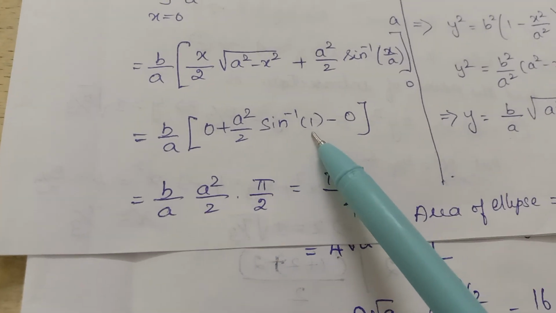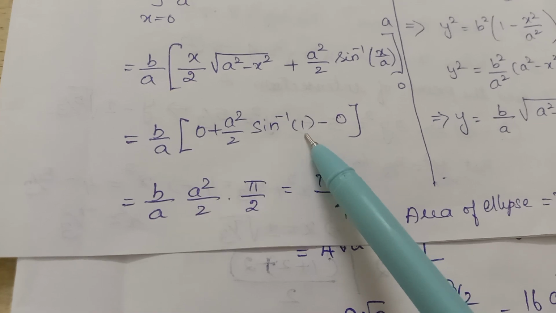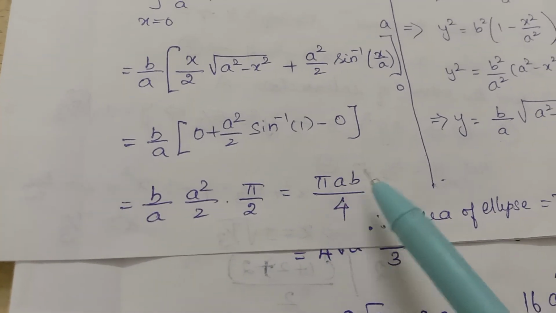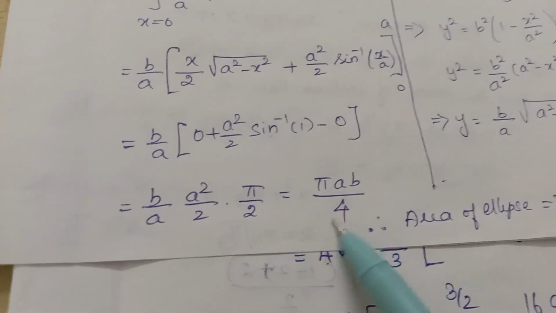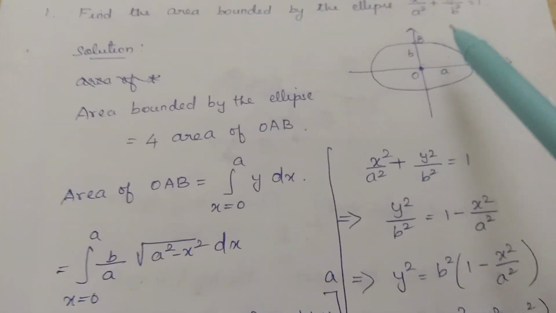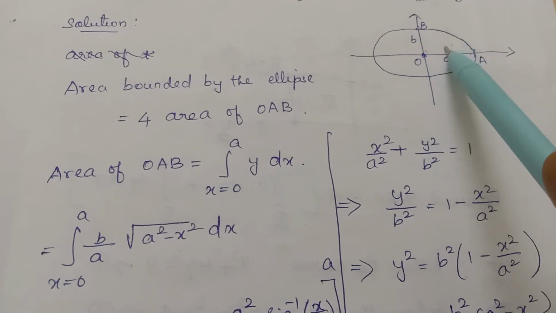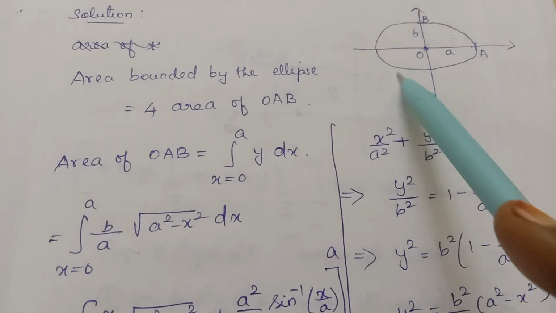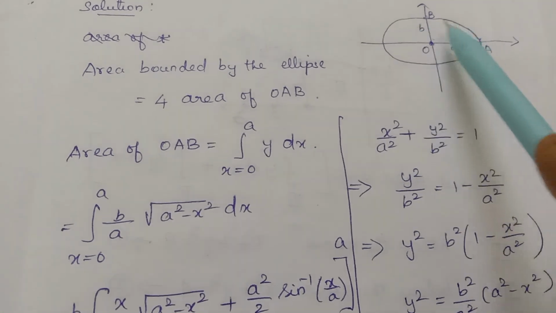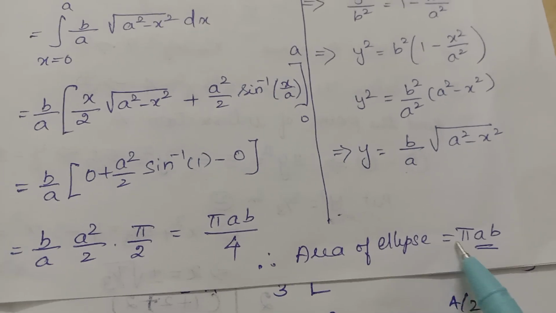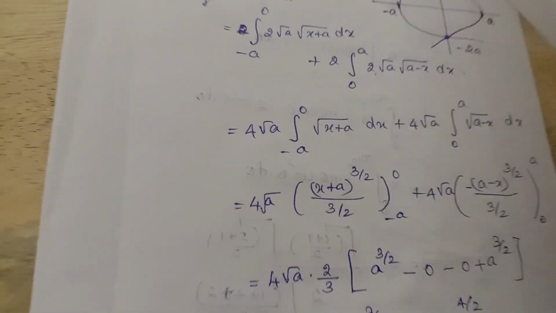When will you get 1 for the sine function? For 90 degrees, isn't it? So b by a square by 2 into pi by 2. So the answer is pi ab by 4. What is this? This is the area of 1/4 of the ellipse, isn't it? This is the area of the ellipse in the first quadrant. So for the area bounded by the complete ellipse, you have to multiply it by 4. So the area of the ellipse is equal to pi into AB. Okay, right. Next.